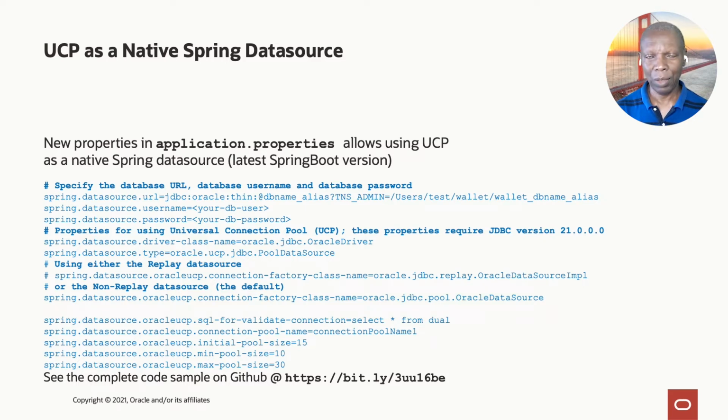But if you're not interested in how to sustain planned or unplanned outages, you can just use the default data source, and you can see the specification over here. More than that, you also need to specify the pool properties: what is the size, the min size, etc. So this is all you need to do to turn UCP into a native Spring data source, and you can see the complete application at the URL at the bottom of the slide.